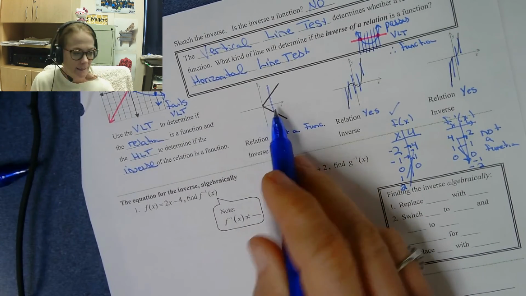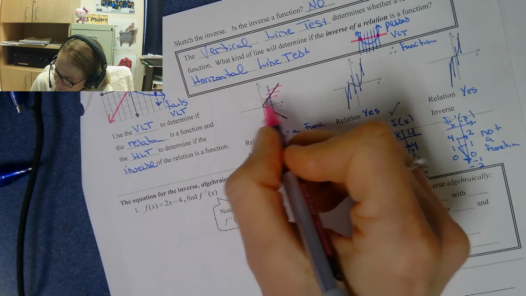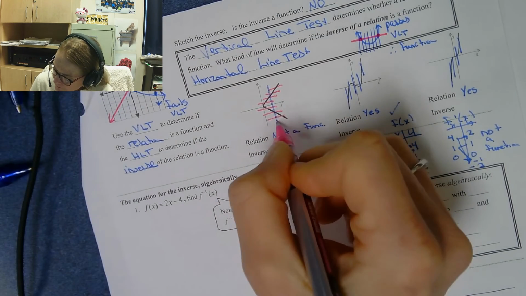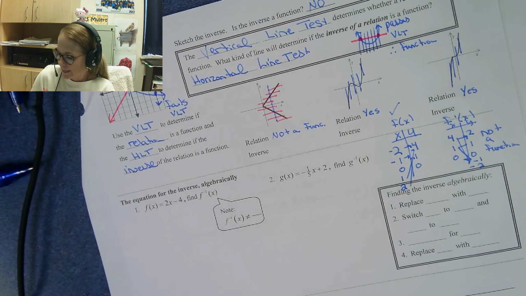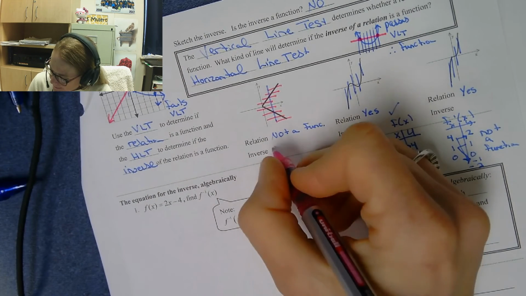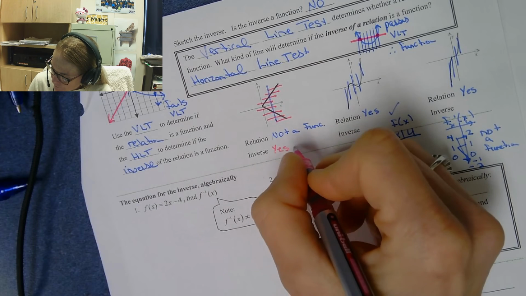Okay? So now, what about the inverse of this thing? Will it be a function? Well, let's see. I'm going to test horizontal lines because when everything flip-flops, those would be the vertical lines. And that passes. So yes, the inverse of this is a function.